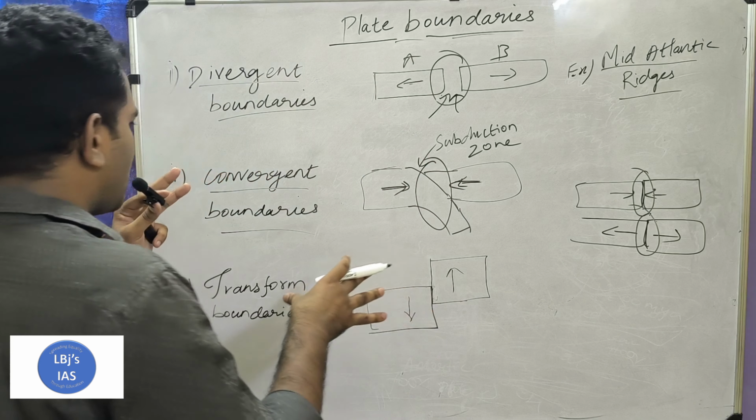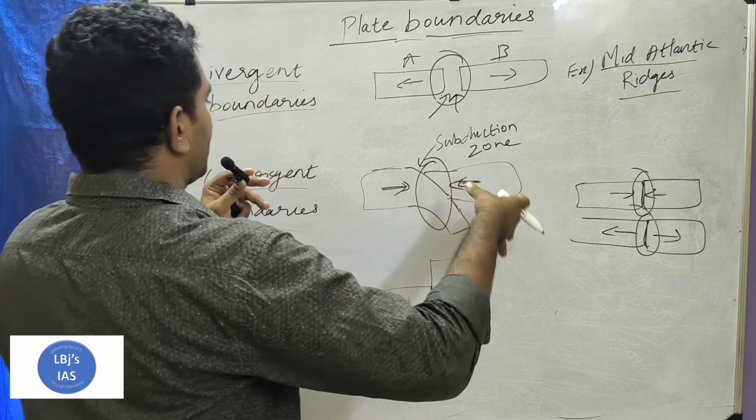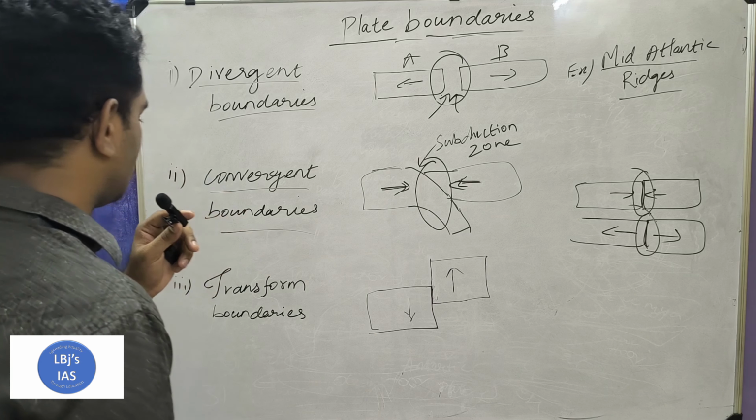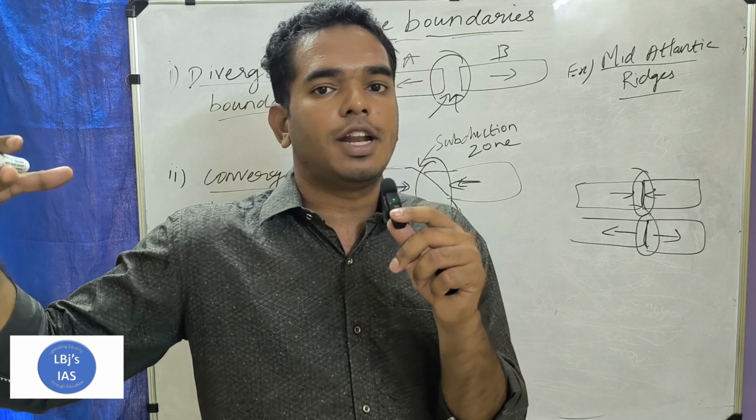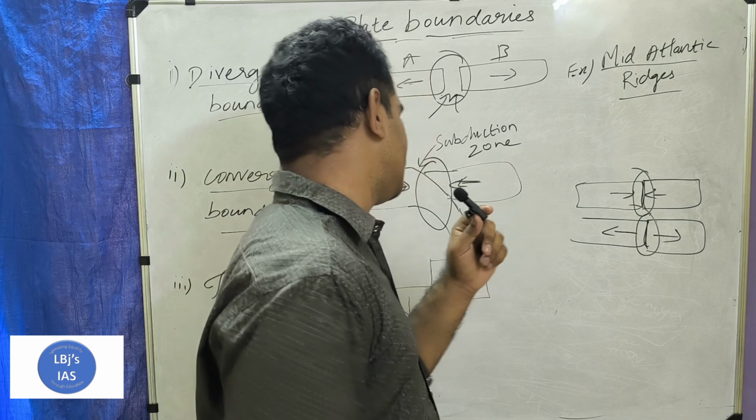So the convergent boundary is a meeting or colliding place of two plates. It may be two continental plates, or two oceanic plates, or one continental and one oceanic plate.